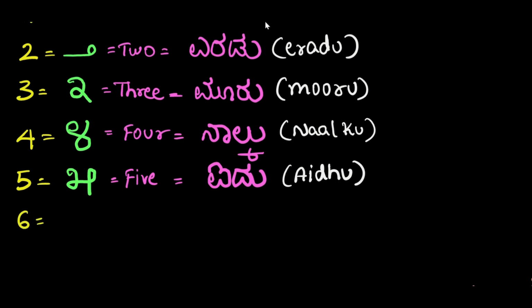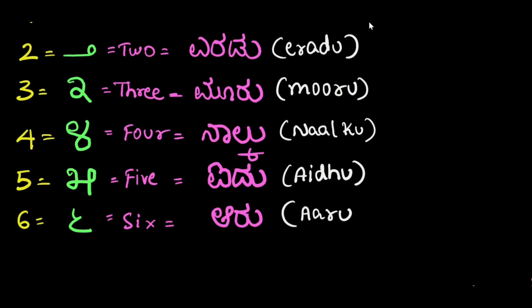And what about 6? So 6 is written like this. Let me use green color. So 6 is known as Aru. Okay, so 6 is known as Aru.